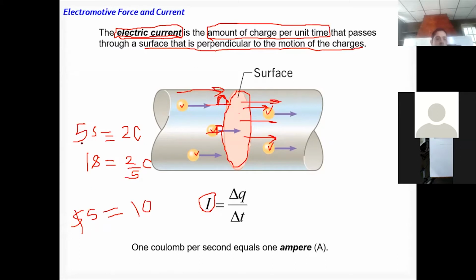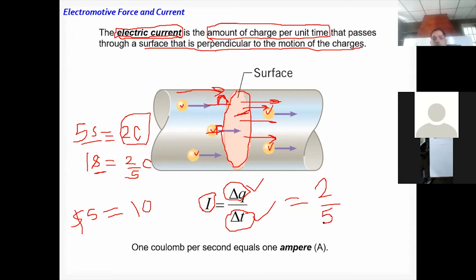So in 5 seconds, the total charge passing through this area, which is perpendicular to the motion of charge, is 2 coulomb. Then in 1 second, how much charge passes through it? 2 over 5, where 2 is charge and 5 is time. That's why we have the formula here: charge over time, meaning 2 over 5 in our case. That's how you get the amount of charge per unit time. That's called current, right?